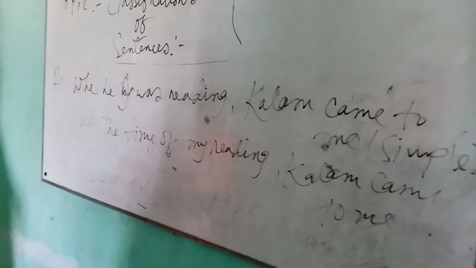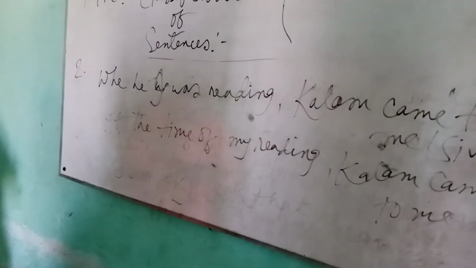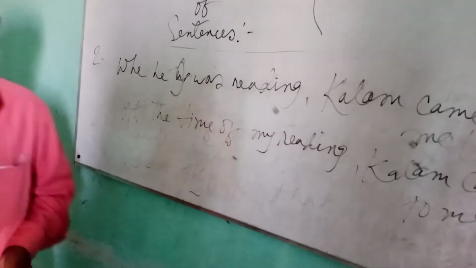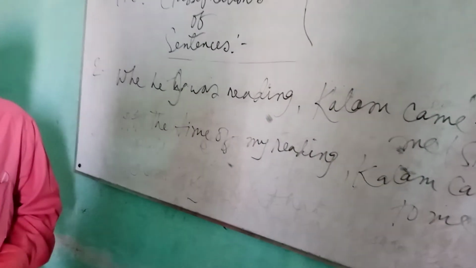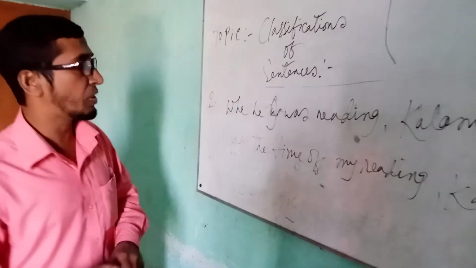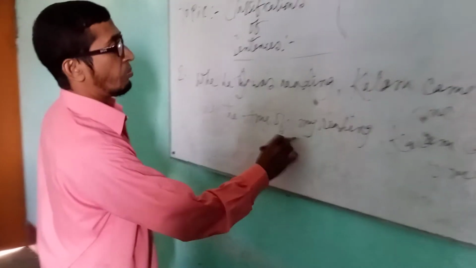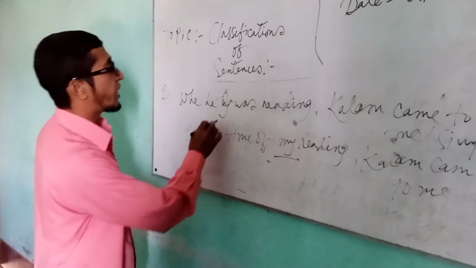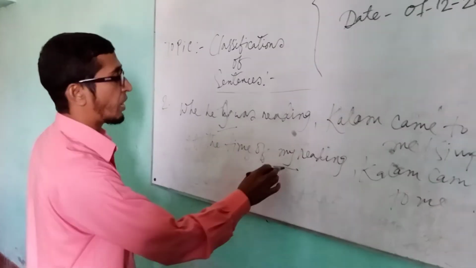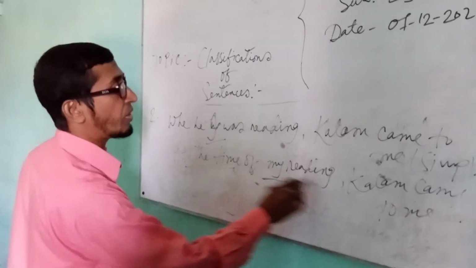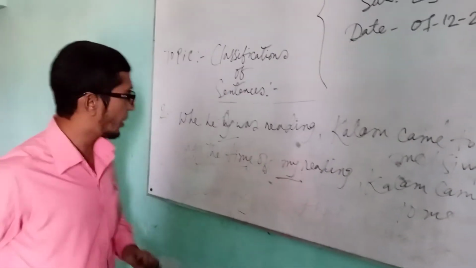Similarly, when I was playing football, Kalam came to me. At the time of my playing football, Kalam came to me. It is noticeable that my is the possessive form of the subject I, so I have used my. Okay.